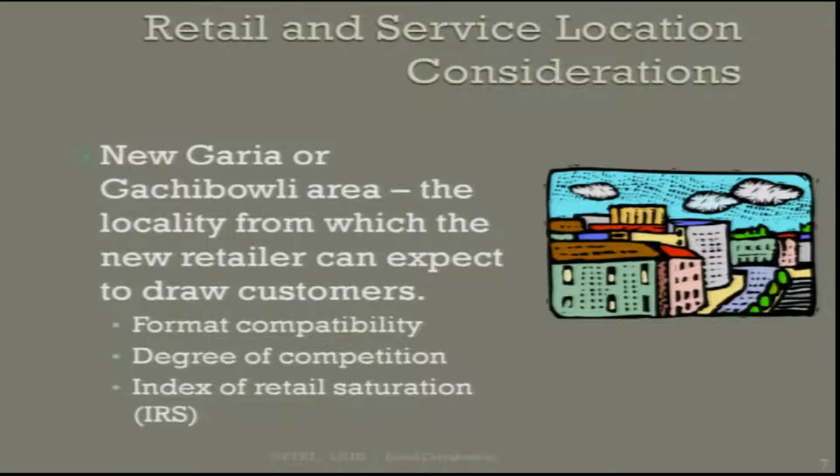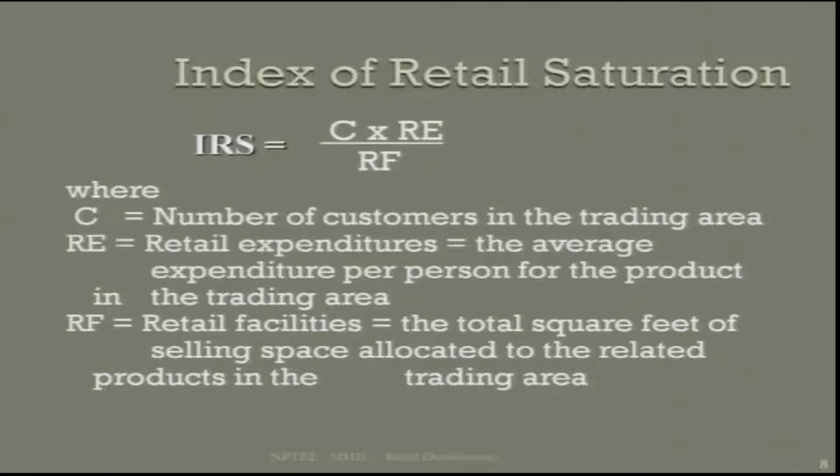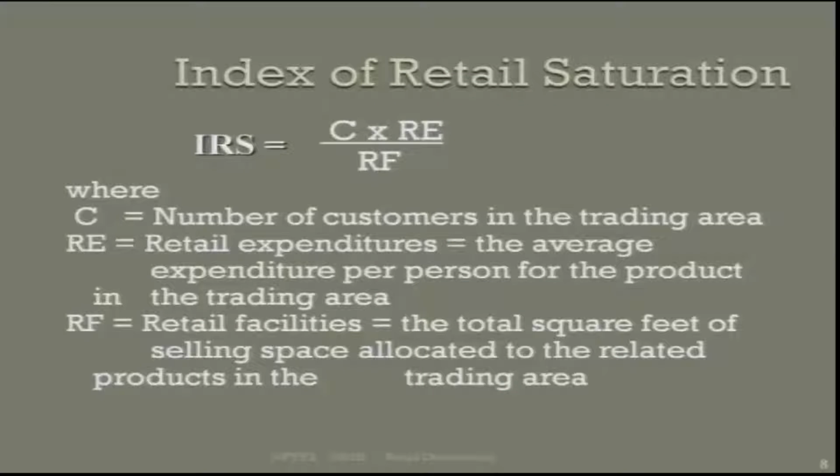So, to decide all of this, one of the interesting measures is what is known as the index of retail saturation, or IRS. So, IRS is equal to C into RE by RF, where RE is retail expenditure, equal to the average expenditure per person for the product that you are looking at in that trading area. Like we were talking about Gachibowli or New Garia area, RE will be the retail expenditure, say for powder milk, the average expenditure per person for that powder milk product line in that trading area.